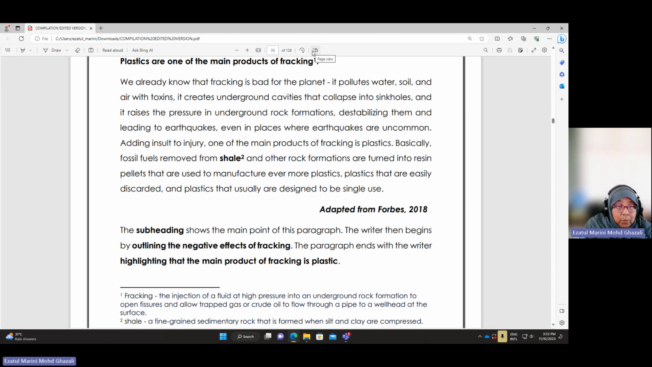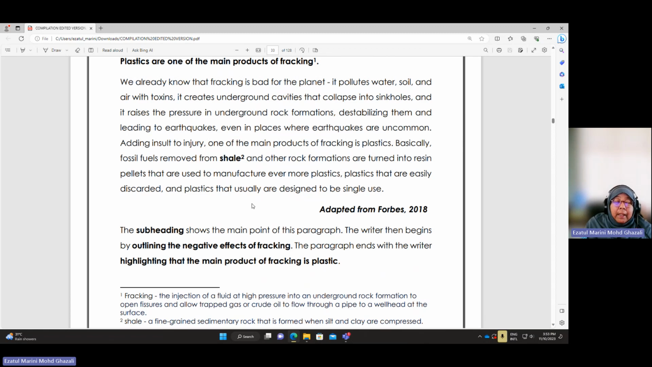It's okay, slowly. All right, look at the subheading. The subheading here is plastics are one of the main products of fracking. So when you read the subheading, it shows the main point of the paragraph. The main point that is highlighted in the paragraph is about fracking, and plastics are one of the main products.